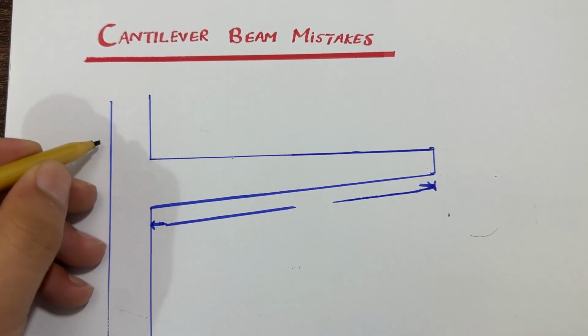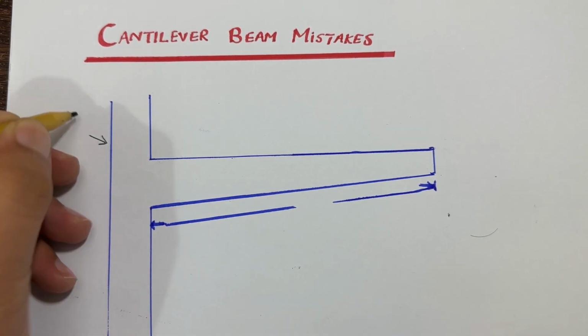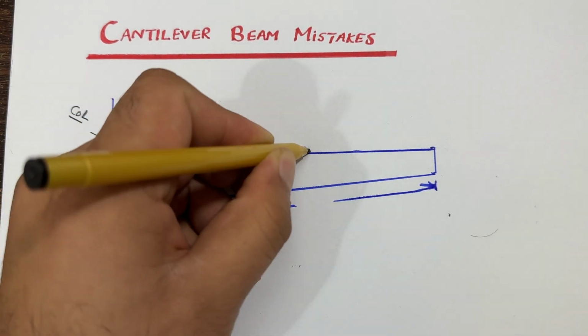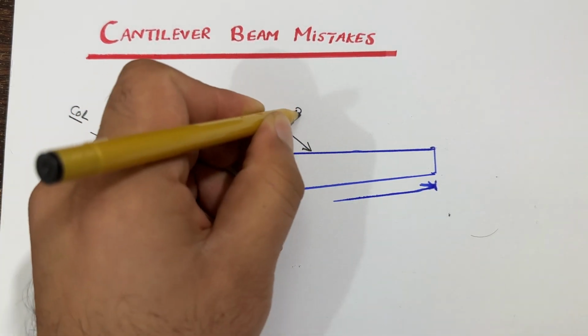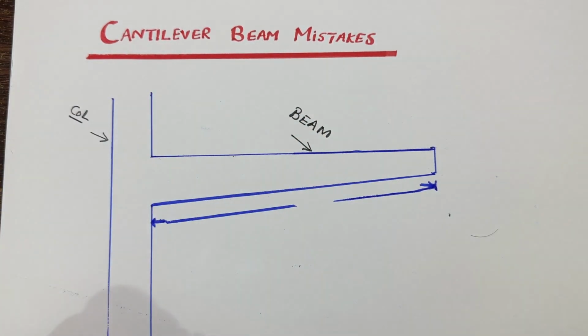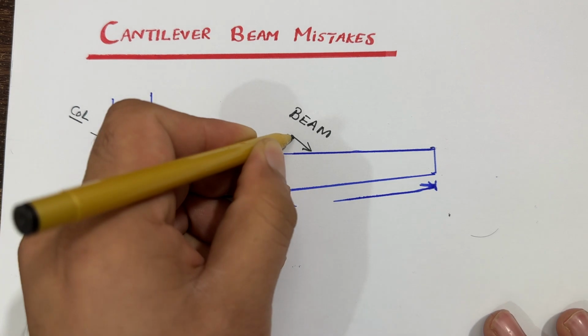Guys, here this is an RCC column and this is a cantilever beam. What are the common mistakes which people normally make on the construction site?